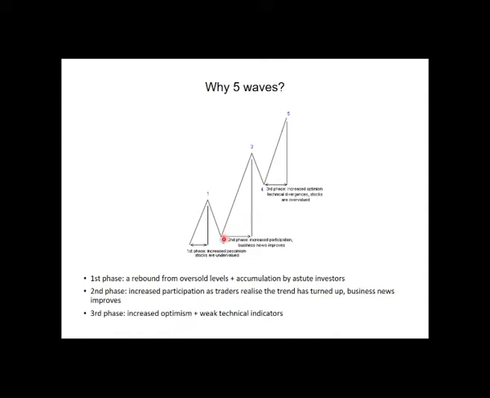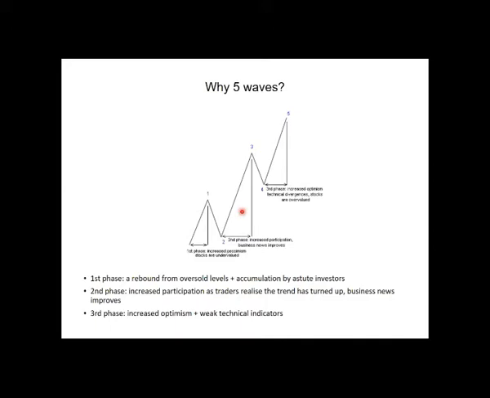And then the market will fail to make a new low and it will start to rally above the top of wave 1. And this is a third wave. And that third wave in general will be the longest. It will be the most powerful. Most powerful because there is increased participation. Because people realize that the trend has turned up. It's not going lower anymore. So this is why it's a powerful wave, because there are many more bulls at that stage joining the party.